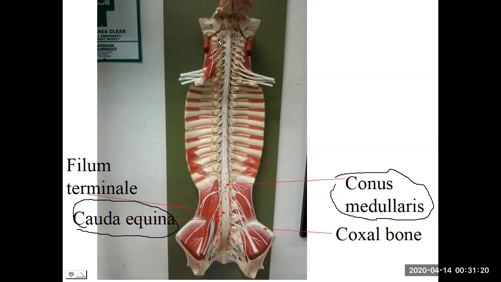We could take a look here, spanning along the lateral side of the spinal cord, these pink structures. This is where we see collectively the sympathetic chain ganglia.